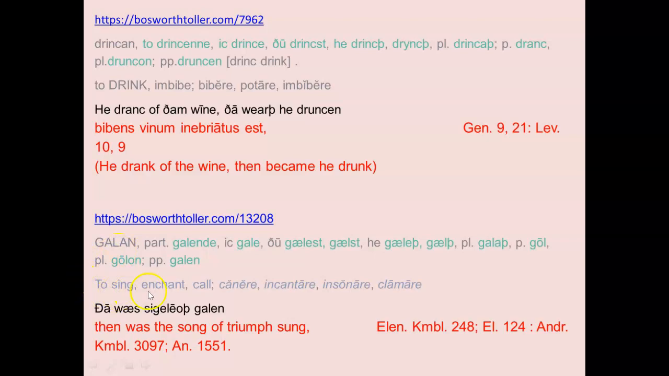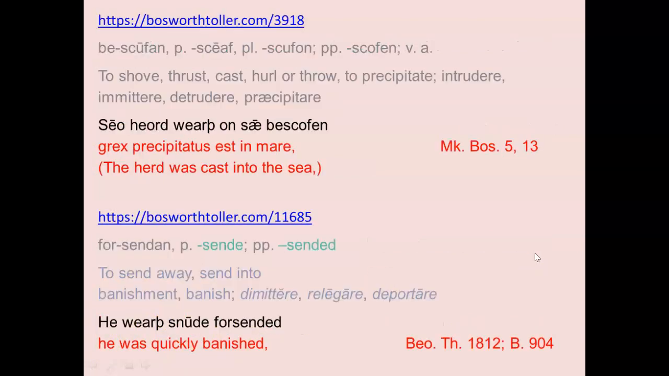Gullen, to sing and chant, call. Past participle form is gullen. Tha was si leoth gullen: then was the song of triumph sung. Keep going. Beshuvan, to shove, thrust, cast, hurl, or throw, to precipitate. Another common word you might want to look for, past participle form is shoven. You can see the consistent patterns building, and I've just got more to show you. Sail heard wereth on sab shoven: the herd was cast into the sea. From Mark's Gospel.